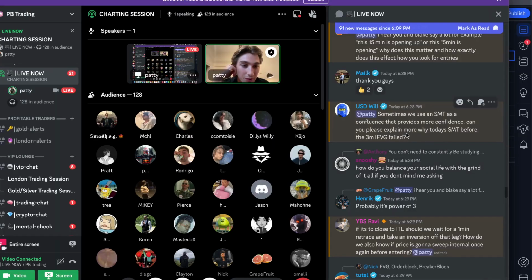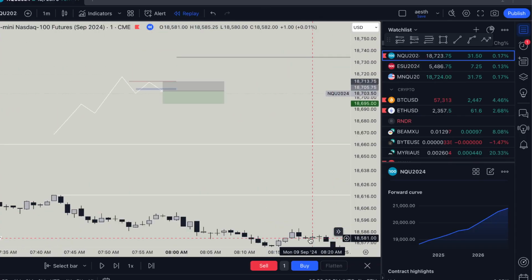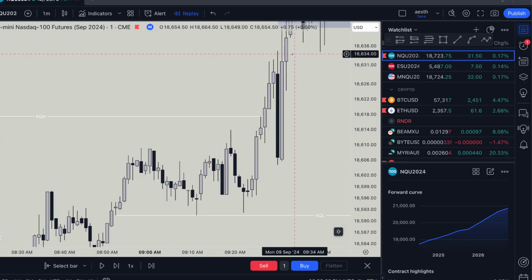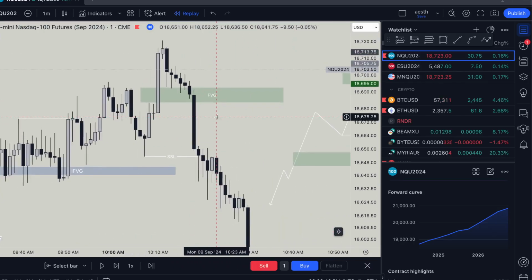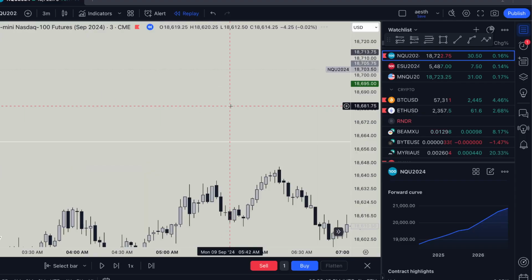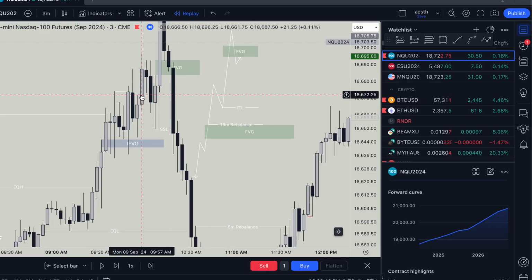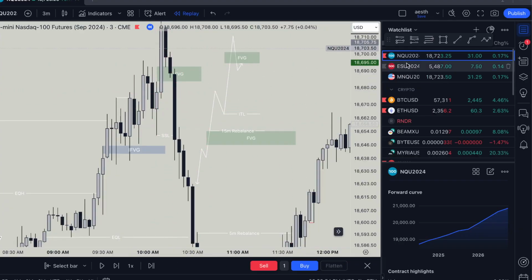Sometimes we use SMT as a confluence that provides more confidence. Can you please explain more why today's SMT before the 3 minute inverse fair value gap failed? So the main reason this one failed is just because of using ES as a guide. I don't know if you're specifically talking about this 3 minute. During this 3 minute, ES still hadn't met that condition to take that hourly high.